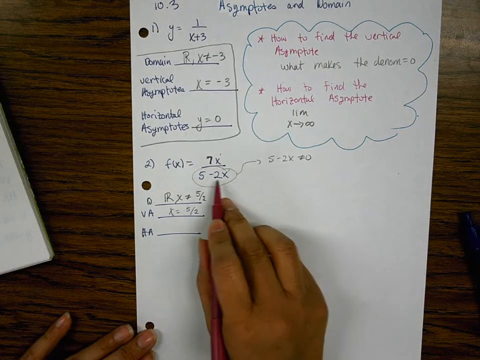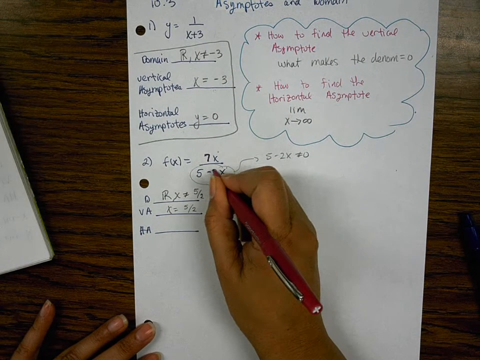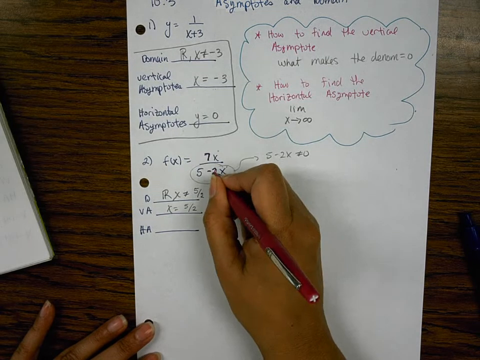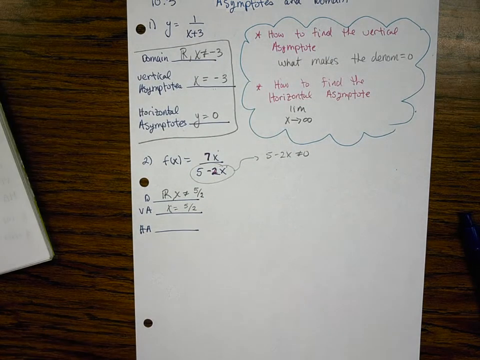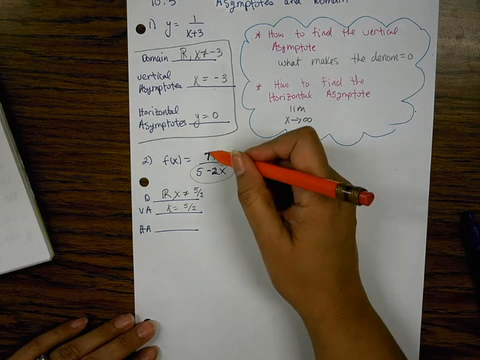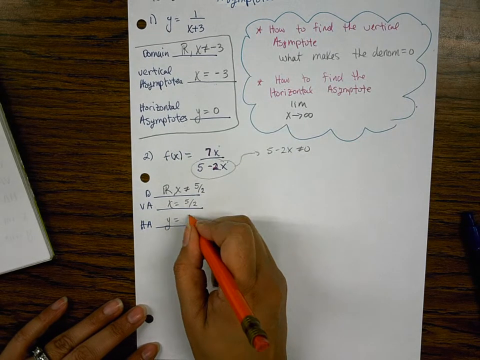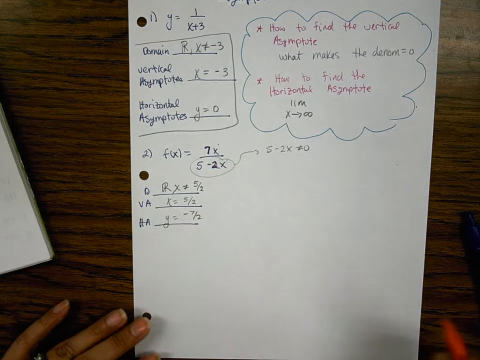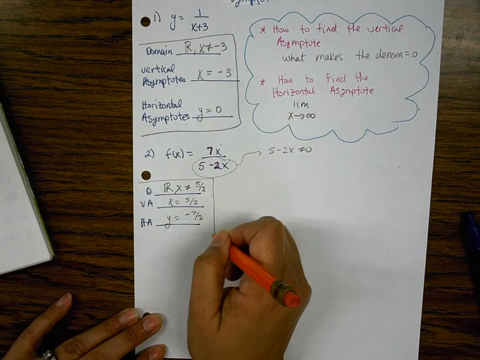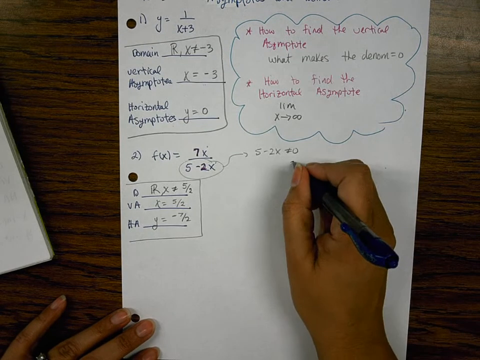Now be careful in the denominator. Its leading coefficient's not just the first variable. If you were to write it in standard form, the x would come first, so -2 is the leading coefficient of the denominator. So my limit as x approaches infinity would be 7 divided by -2. Don't forget your y equals -7/2. And that's your answer for number 2.